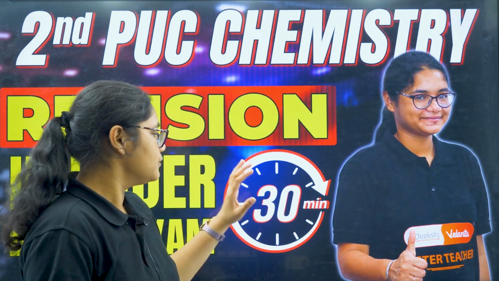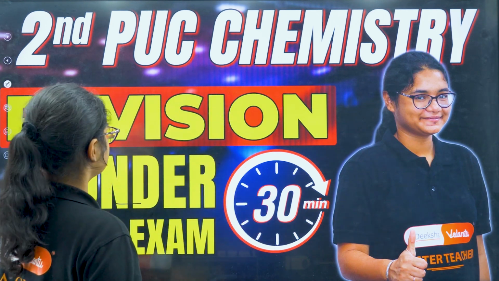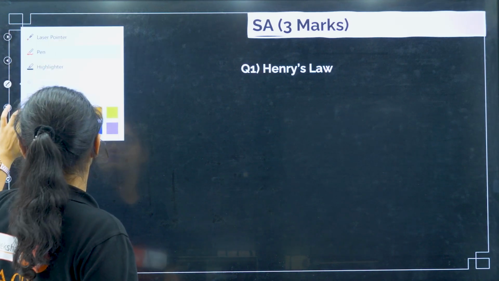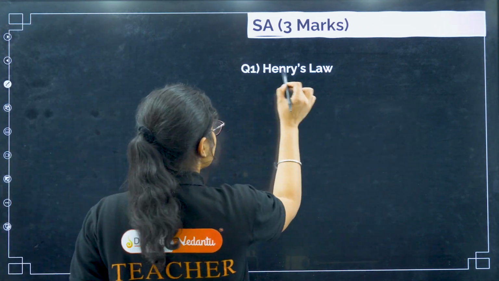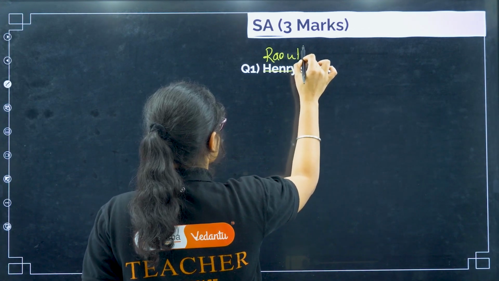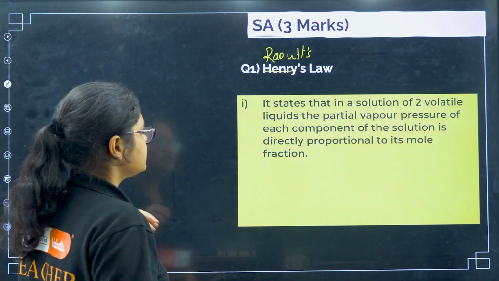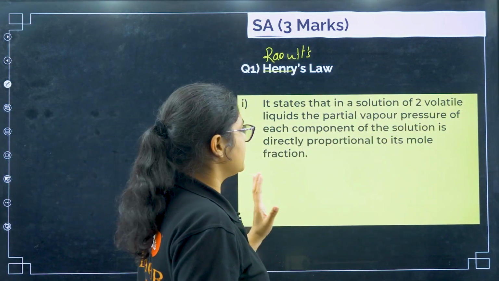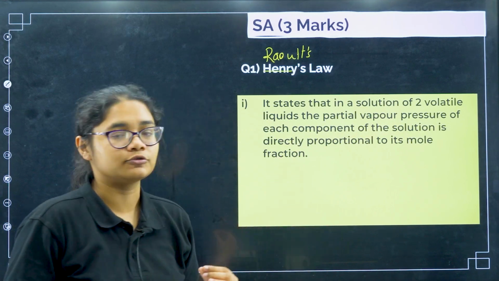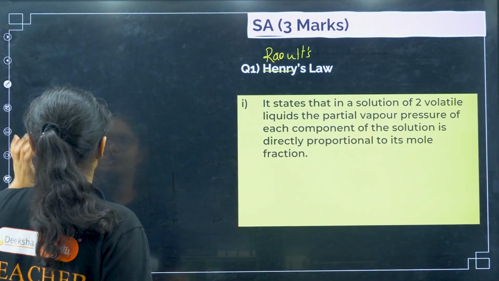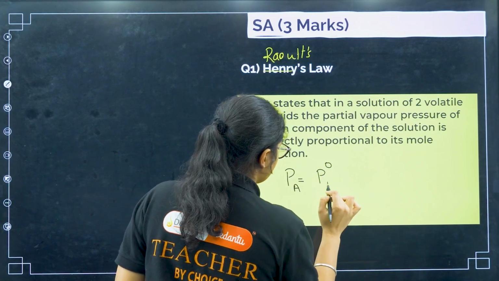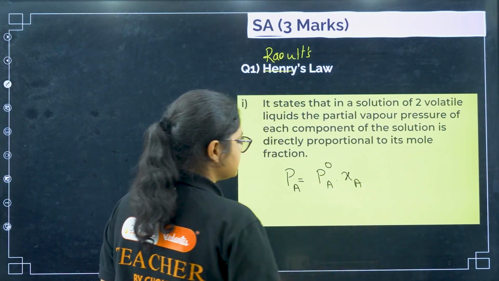Okay, so now the first thing that we are going to discuss is from the solutions chapter. First of all, the first question here is Raoult's law. What is Raoult's law? It states that in a solution of two volatile liquids, the partial vapor pressure of each component of the solution is directly proportional to its mole fraction. How can we mathematically determine it? P_A is equal to P°_A into X_A. This is your Raoult's law.